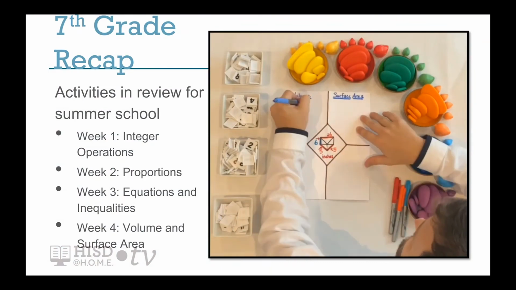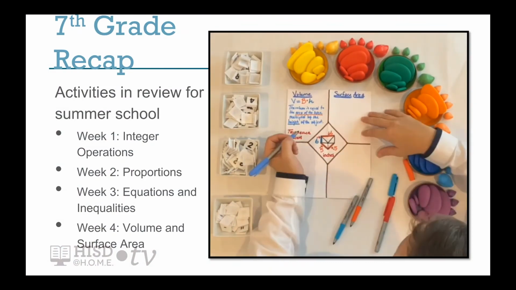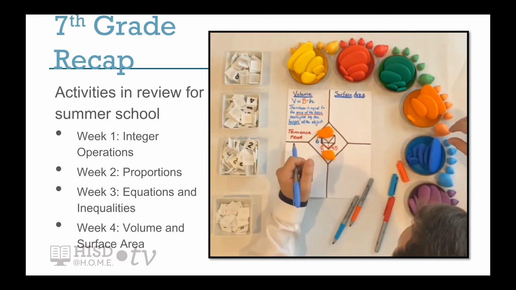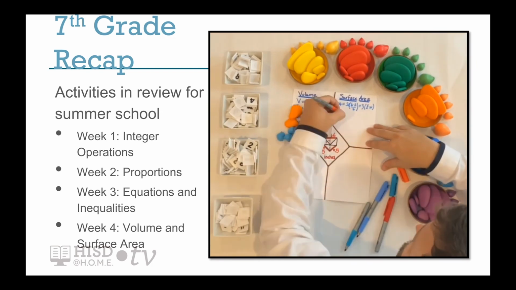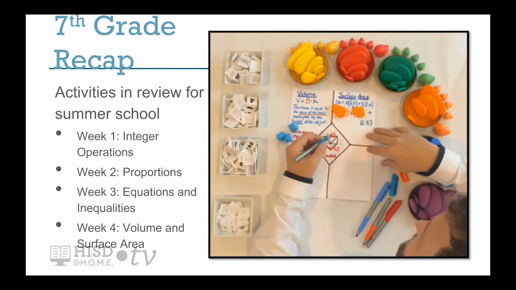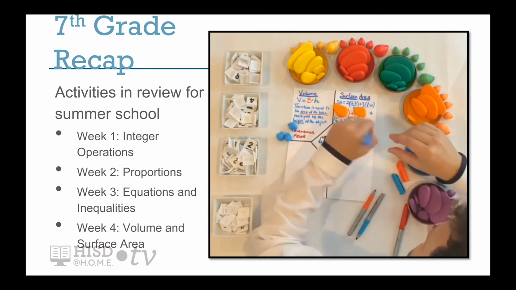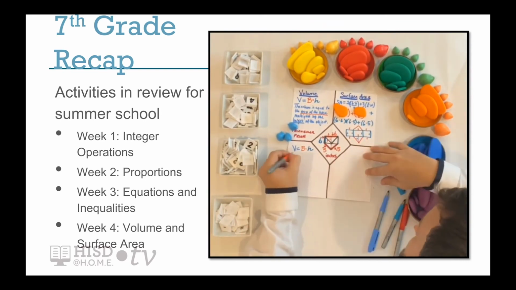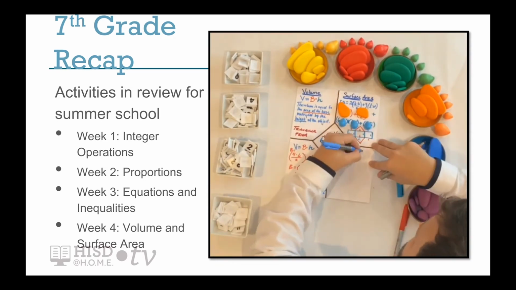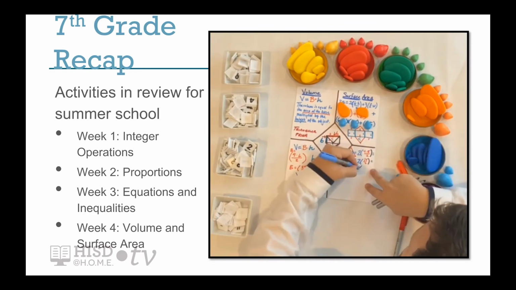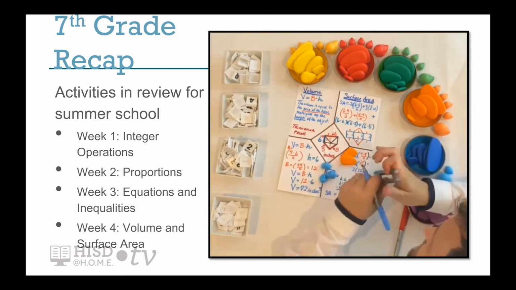Now it's time for your 7th grade math course recap. Remember back to week 1 and week 2, we were working on integer operations: adding, subtracting, multiplying, and dividing. In week 2, proportions. Look to the upper half of this map for those types of examples. In week 3 and week 4, we were working on equations and inequalities, and volume and surface area. Look to the bottom half of the map for those examples.